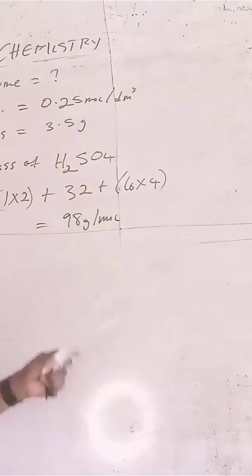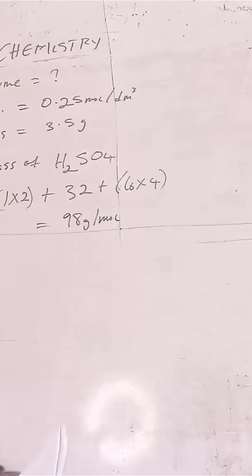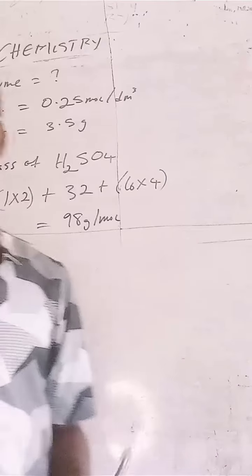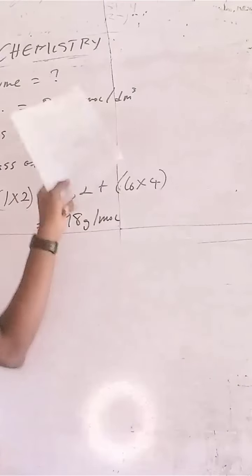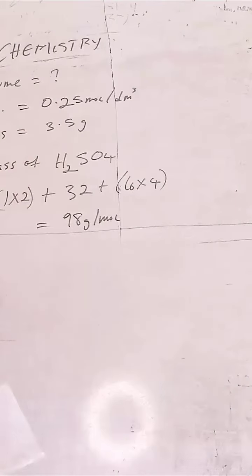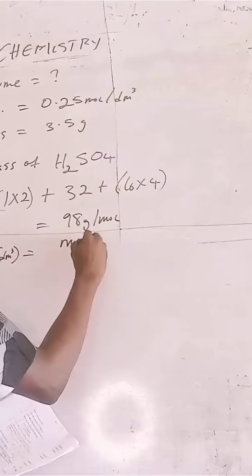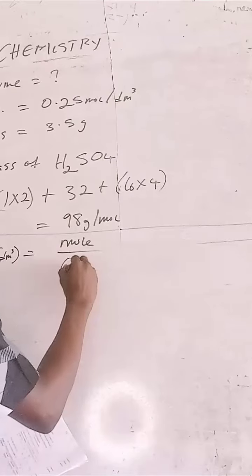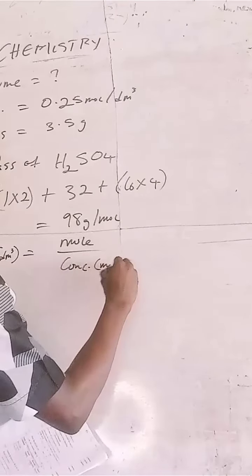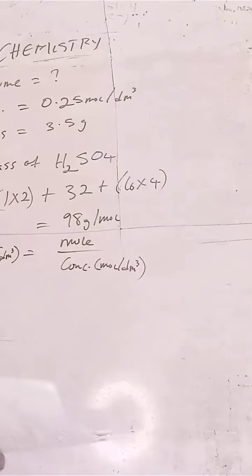Now, these are all the parameters given to us. We are going to use what is given to us to solve for the unknown. Now, very quickly, we are asked to calculate for volume. What formula relates volume with any of these parameters given here? And we recall that the formula for volume is volume in dm³ is equal to the number of moles all over concentration in mole per dm³. So simply, we are going to apply this formula.